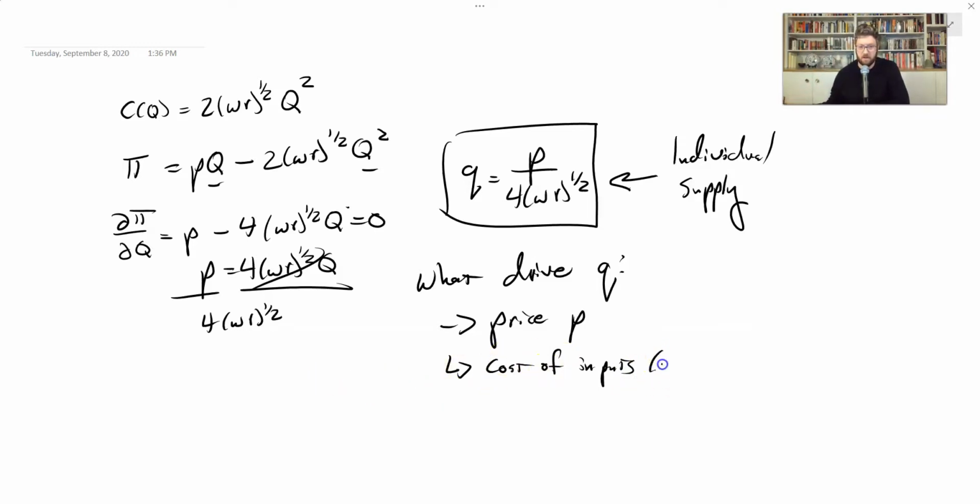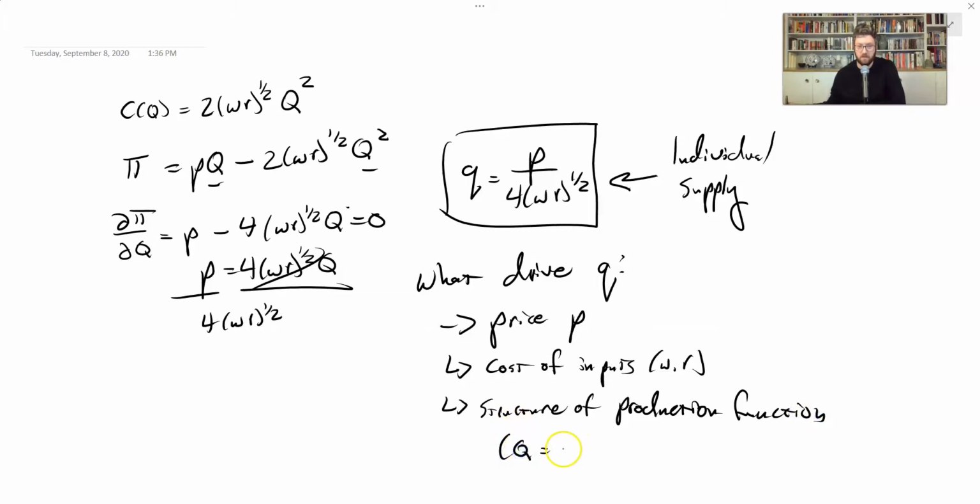In this case, the cost of inputs are W and R. But we can't quite see it here, but it also depends on the structure of the production function. So this all is derived from the assumption that the firm makes goods according to this formula, K to the 1/4, L to the 1/4. If we had a different production function, we would have a different supply curve. And so all of these things, if they change, can change supply. That's sort of important to know. We focus on price, but things that will also shift that curve around include the cost of inputs and the structure of the production function.